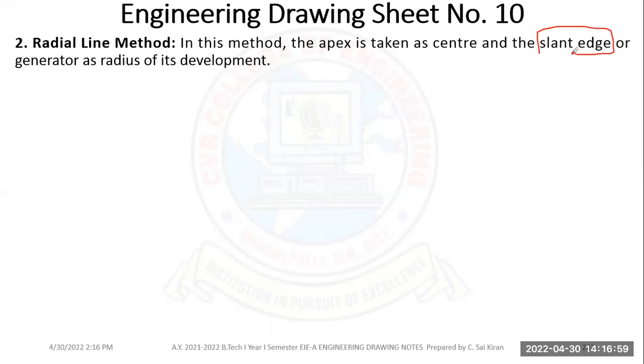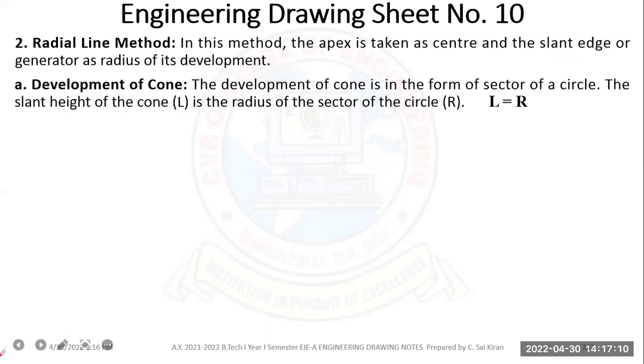If it is a cone, you have to consider the slant edge, and for the pyramid you also have to consider the slant edge. For development you have to consider the slant edge. So first we will be learning about the cone. Next we will be learning about development of the pyramid. So the cone, I hope everyone knows the cone.